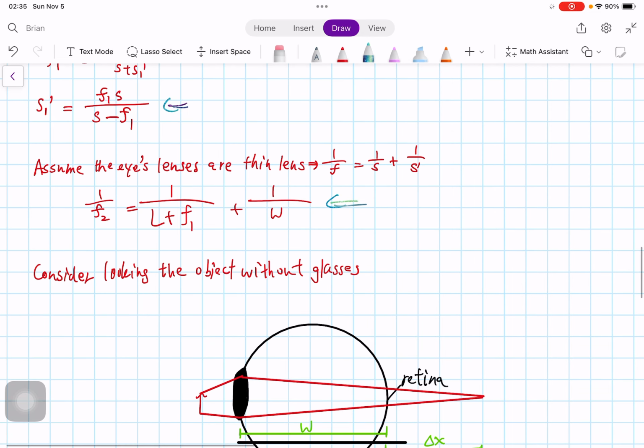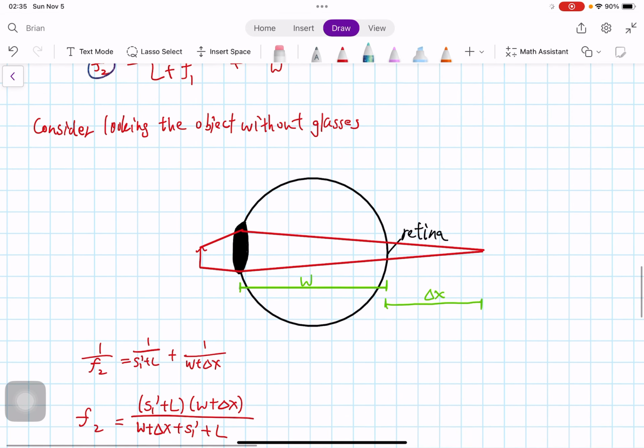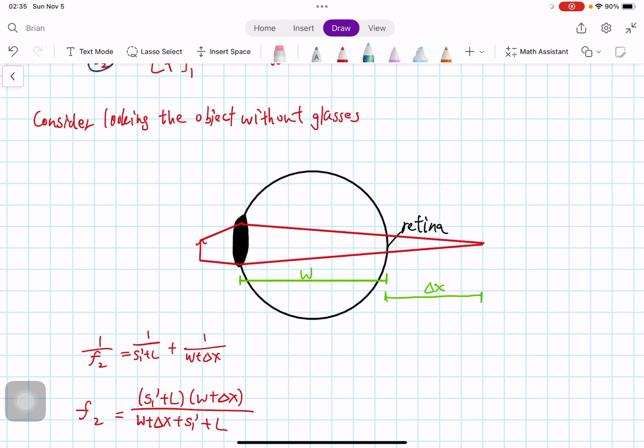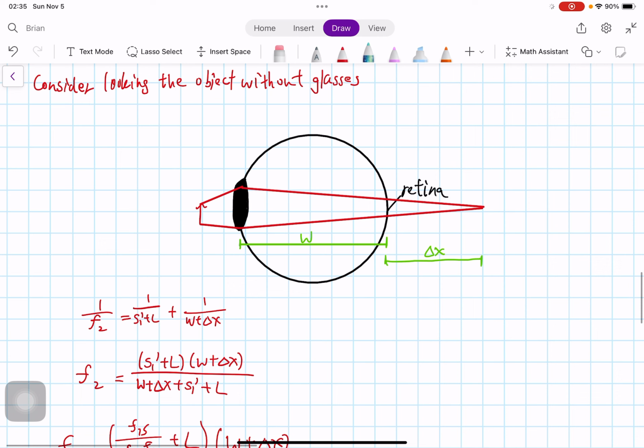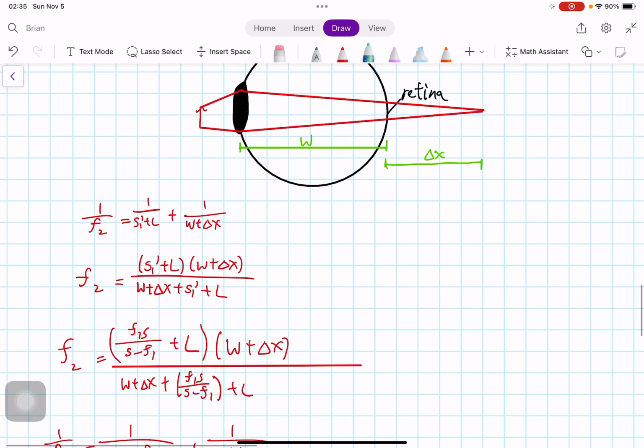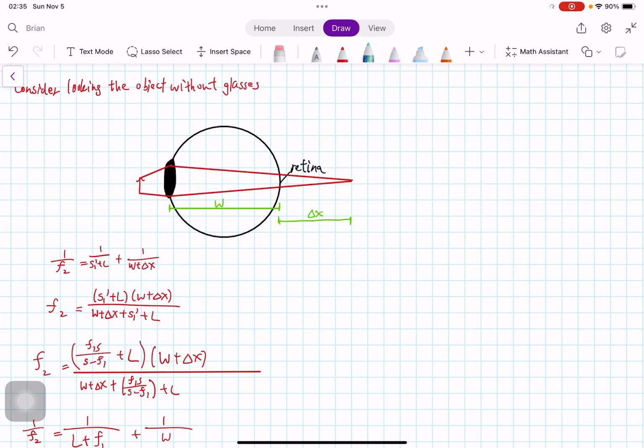When we look at this equation, we're very close to our answer, except f2 is not written in terms of the variables we have. So we have to consider the case where we look at the object without glasses. So the image is formed behind the retina.